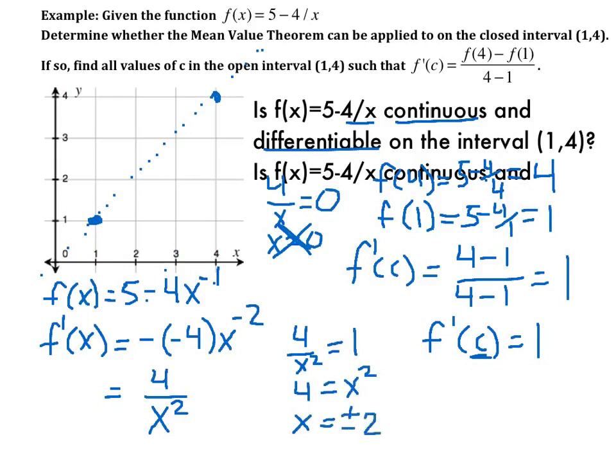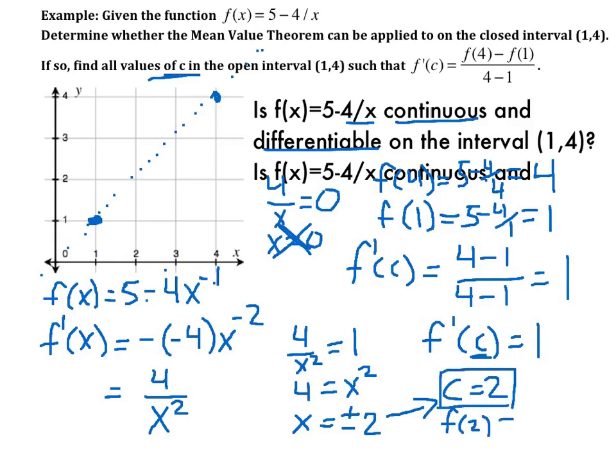But remember, we're in the domain 1 to 4. So this is going to tell us that c has to equal 2. And just for our graph, let's go ahead and find what f of 2 is. So notice that answers our question of what values of c work. So we answered the question, but let's graph it.